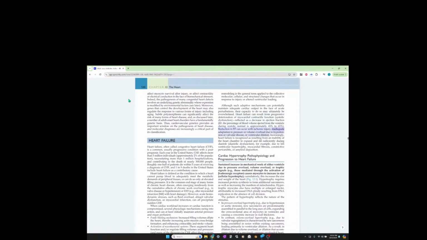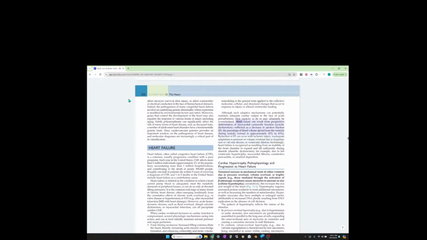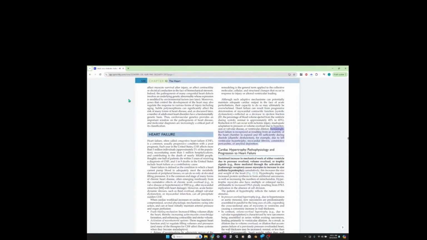Heart failure can result from progressive deterioration of myocardial contractile function, reflected as a decrease in ejection fraction. Reduction in EF can occur with ischemic injury, inadequate adaptation to pressure or volume overload due to hypertension or valvular disease, or ventricular dilation. Increasingly, heart failure is recognized as resulting from an inability of the heart chamber to expand and fill sufficiently during diastole, for example, due to left ventricular hypertrophy, myocardial fibrosis, constrictive pericarditis, or amyloid deposition.